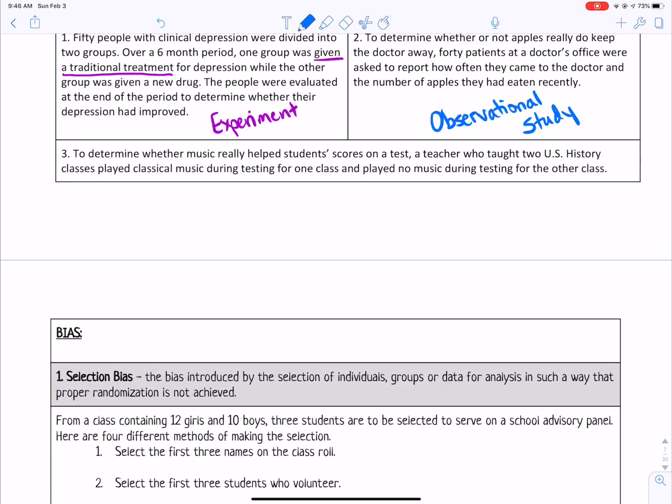Number 3 says, to determine whether music really helps students test scores, a teacher who taught 2 U.S. history classes played classical music during testing for one class and played no music during testing for the other class. So this would be an experiment because treatment in this case is the music, and that was imposed on the students.